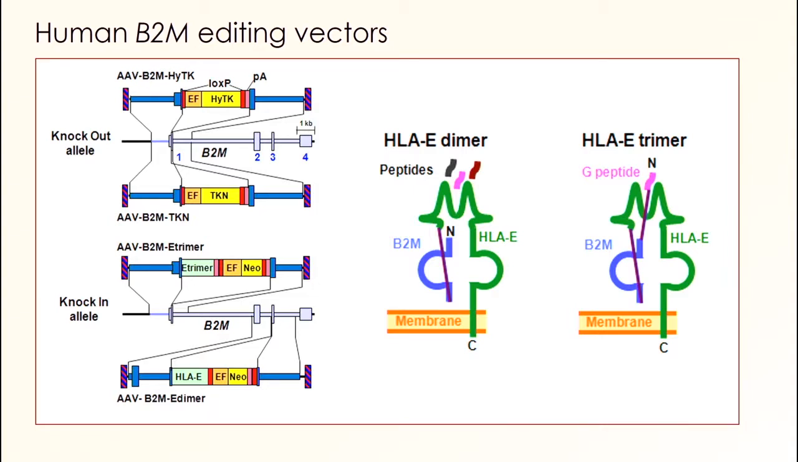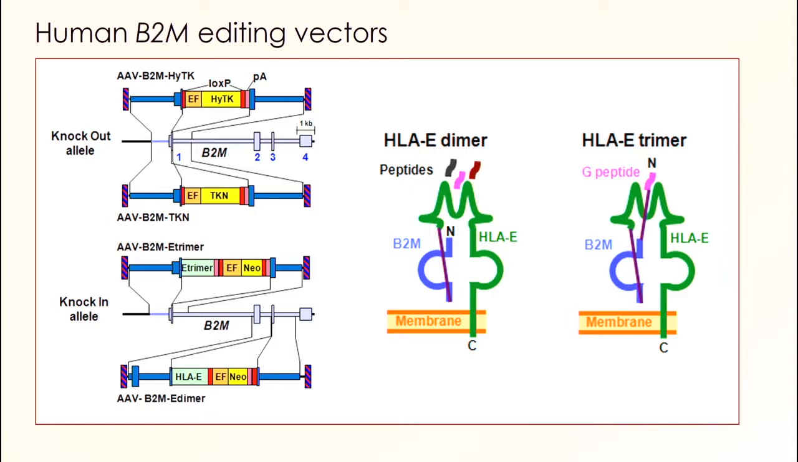So in this case, we have a beta 2 microglobulin reading frame, so we need to knock in that HLA-E reading frame to make a single-chain protein molecule. And we made two versions. One of them is a dimer, and that's shown here, where you have the beta 2 fused to the HLA-E heavy chain, and you would present whatever peptides are normally presented by HLA-E. And as I mentioned, these are mainly signal sequences of other HLA molecules.